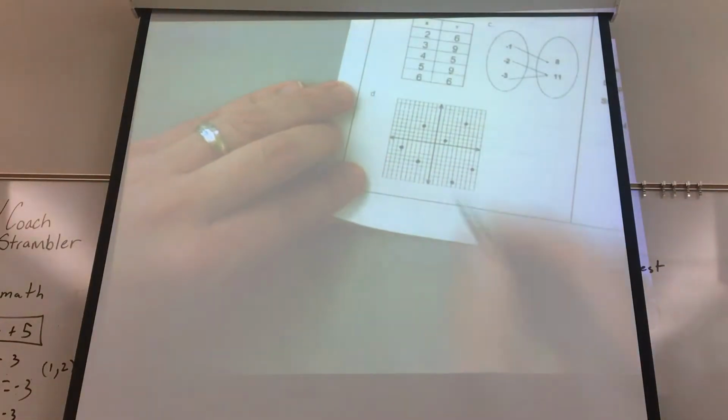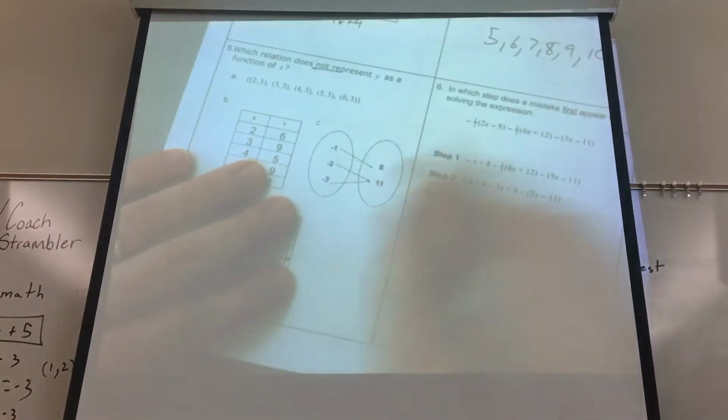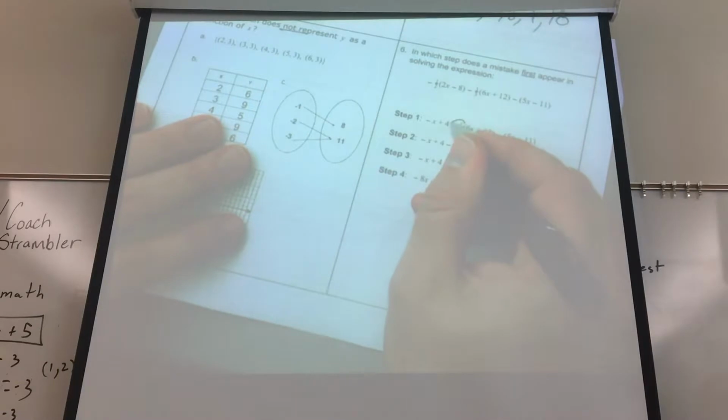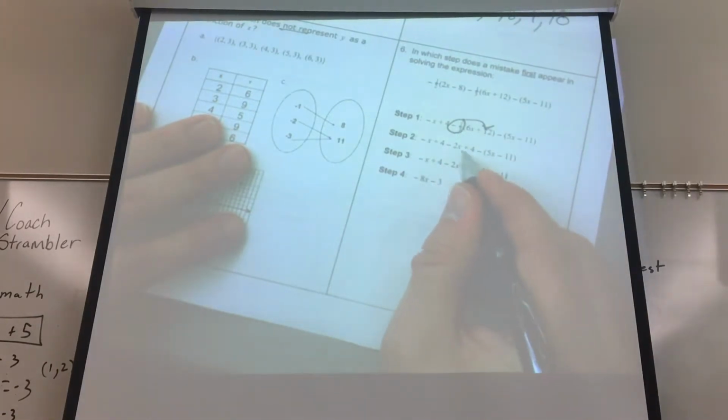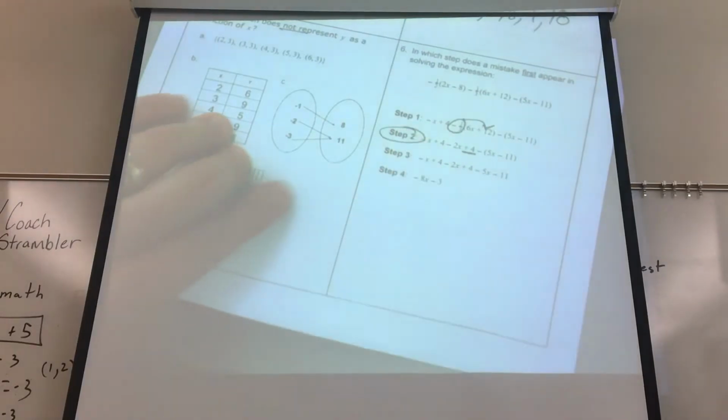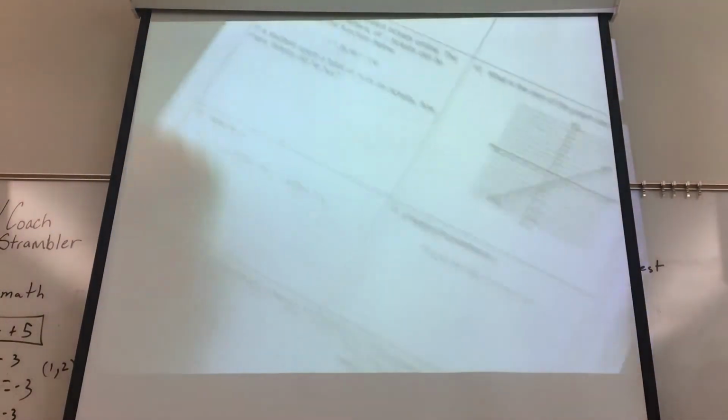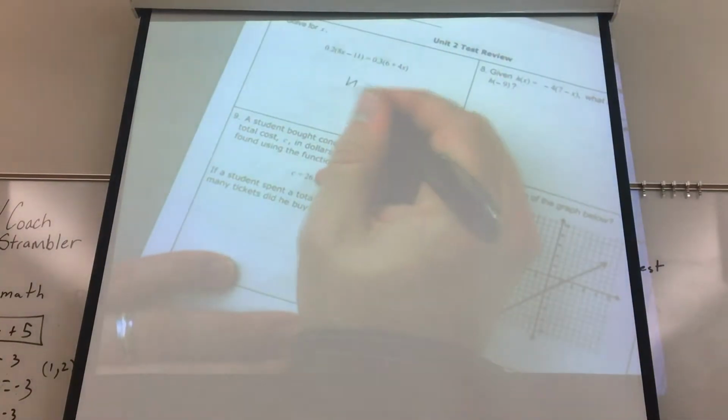Which one of these is not a function? It's the one with the repeated x, which is the graph. Which step does this wrong? If you are distributing a negative and you multiply it by a positive, your answer can't still be positive. This is step 2.